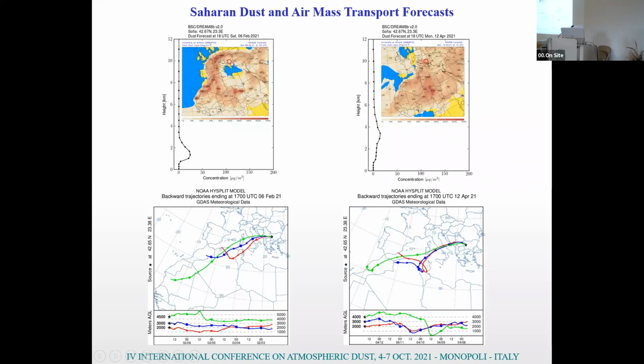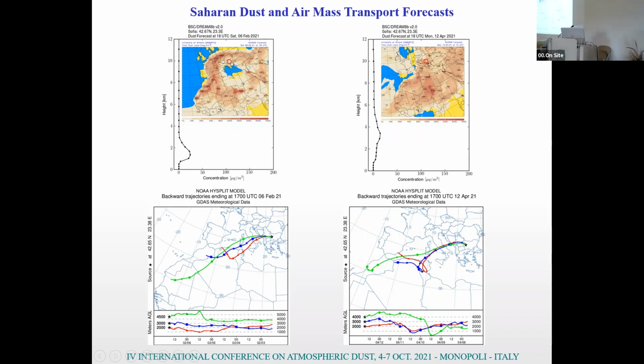On this slide are shown Saharan dust and air mass transport forecast data. The two upper diagrams display vertical profiles of the dust mass concentration above Sofia for the measurement days, available through the BSC/Dream8B model of the Barcelona Supercomputing Center, together with the forecast maps as insets for the total dust load over the Mediterranean basin and Europe provided by the Skiron model of the University of Athens.